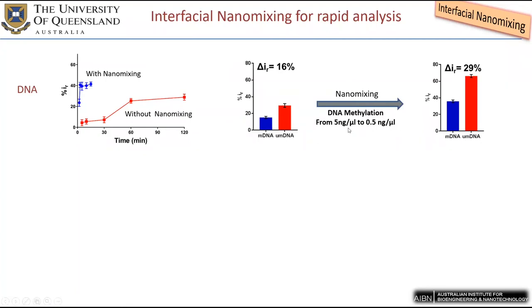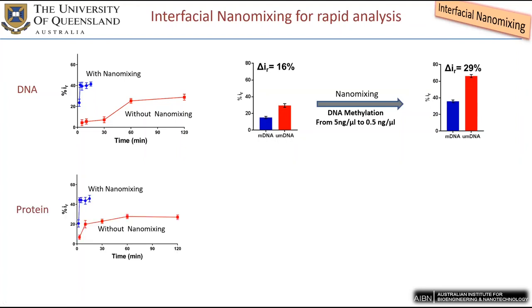And also, not only that, we have increased the sensitivity. As you can see, the signal difference between methylated and unmethylated DNA was 16% in the case of the static incubation system. However, in the nanomixing system, it increased up to 29%.